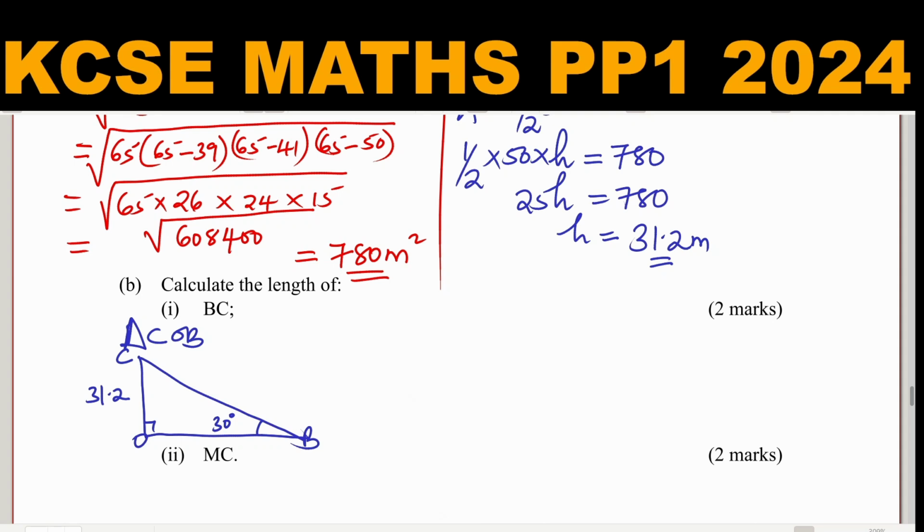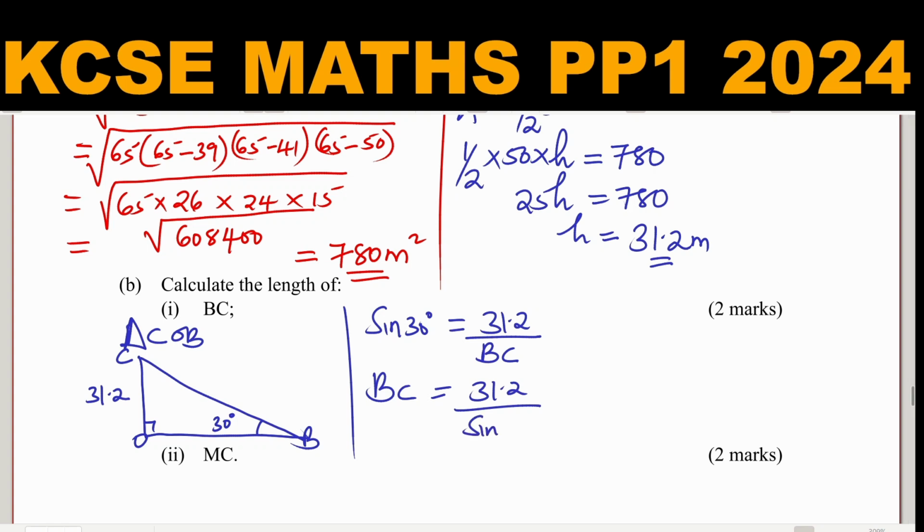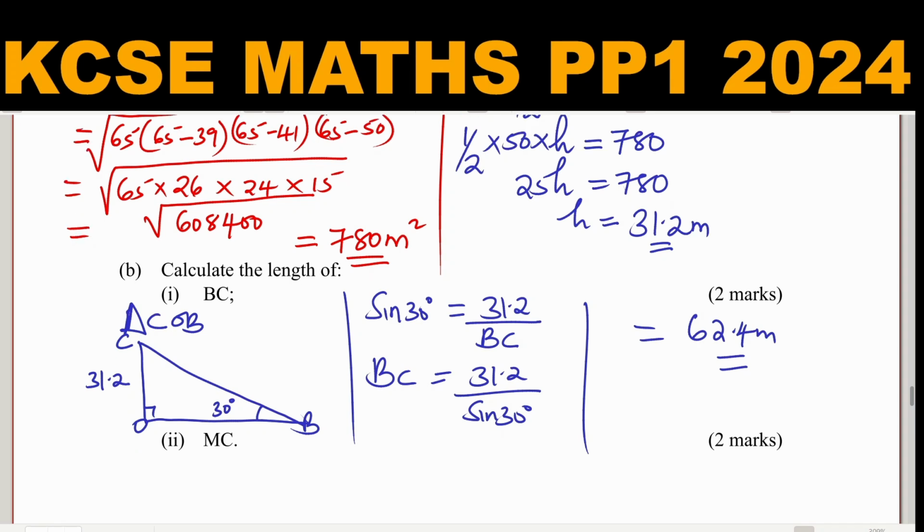So I can use sine. Sine is the best one to use. Sine of 30 degrees is equal to the opposite side divided by the hypotenuse. The hypotenuse is the required side. So make BC the subject, and BC will be given by 31.2 divided by sine 30, and this will give BC as 62.4 meters. So that is BC.